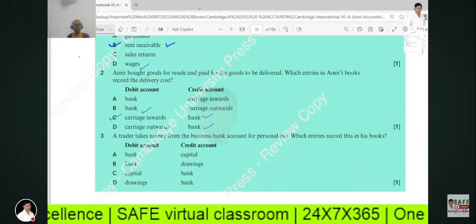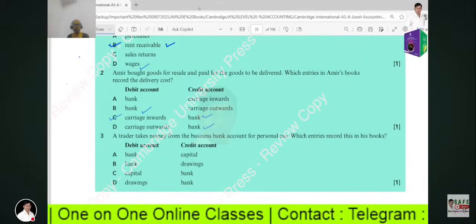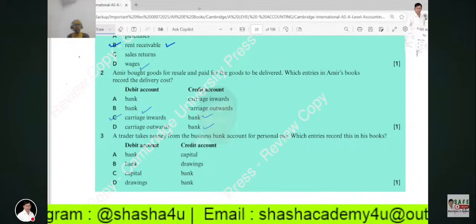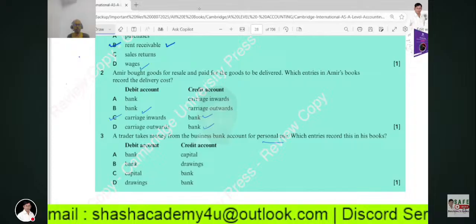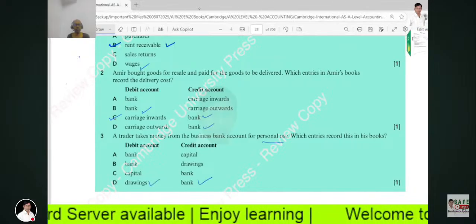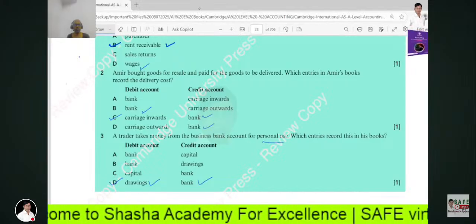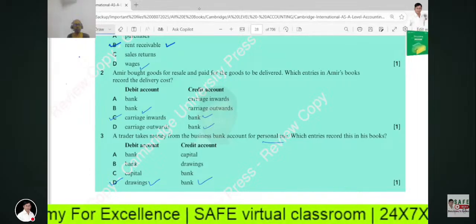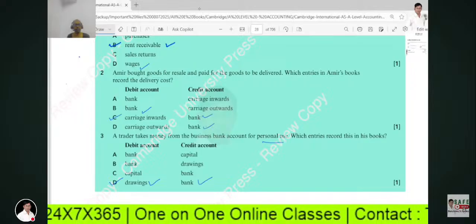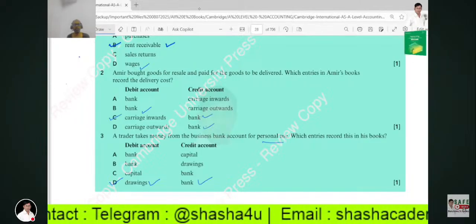So money from the business bank account for personal use, which entry records this in his books? Drawings. So money will go out. It cannot be the other entry, because when we receive, you debit bank. Obviously this cannot be the entry, so drawings will be the correct entry.